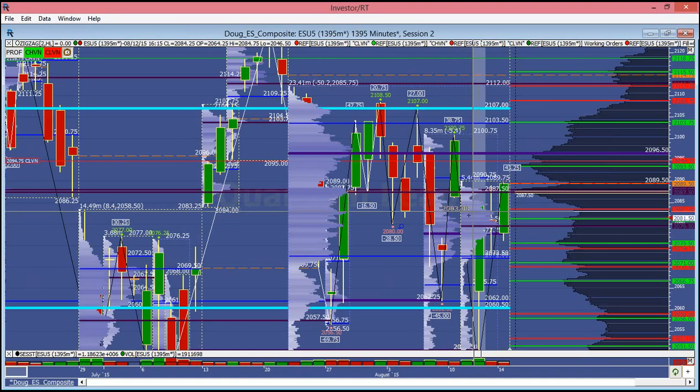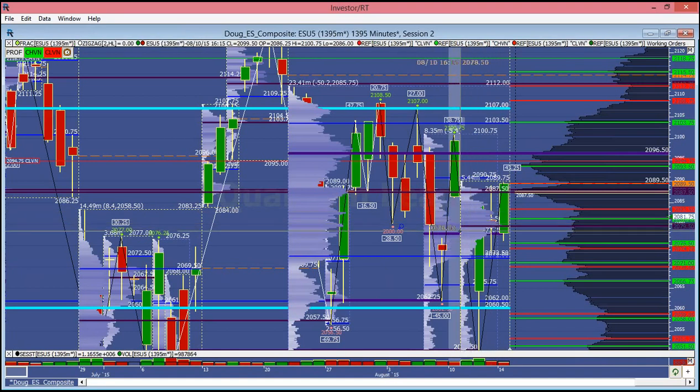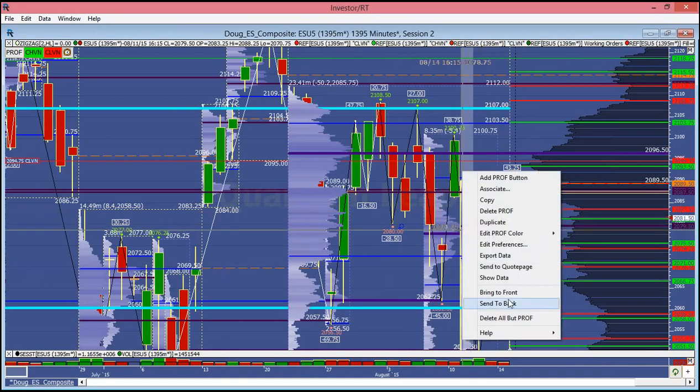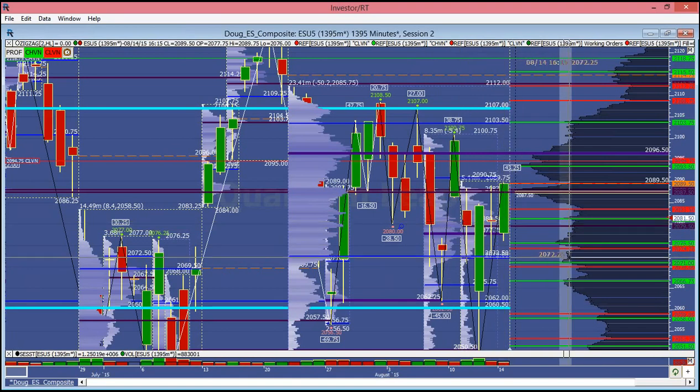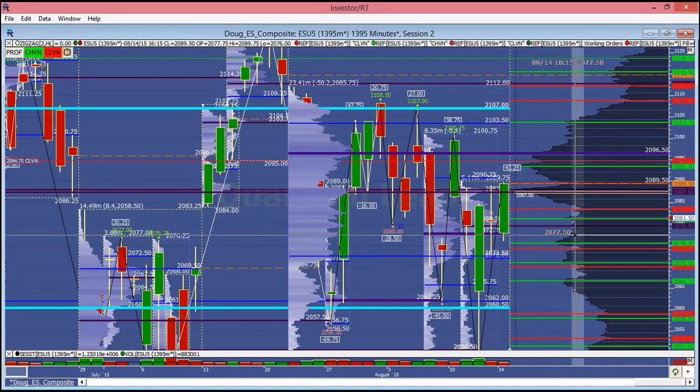Is it 5 days or 4 days? I don't know. Let's check it out. Last 4 days, the value area low is 72.75. I'm sorry, 72.25, and then going back to the 22nd, this area of balance we have is 72.50.